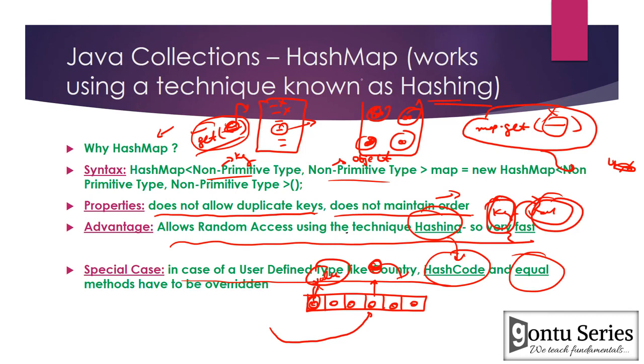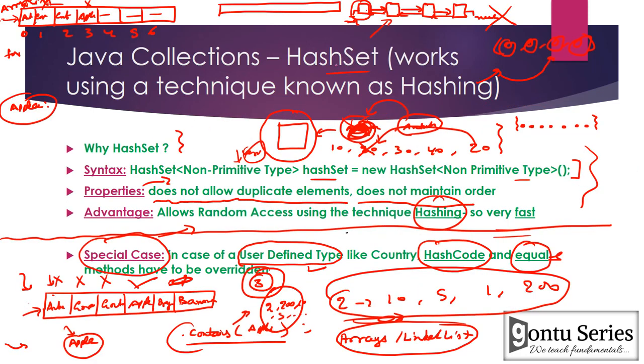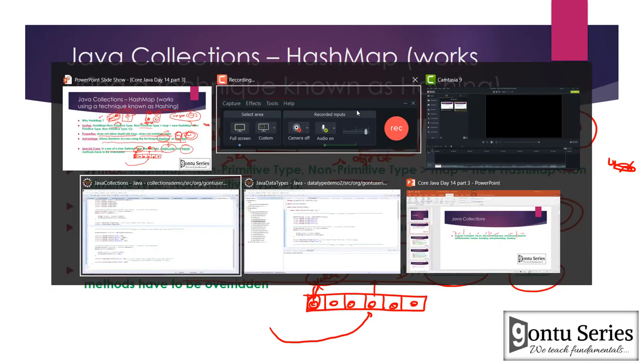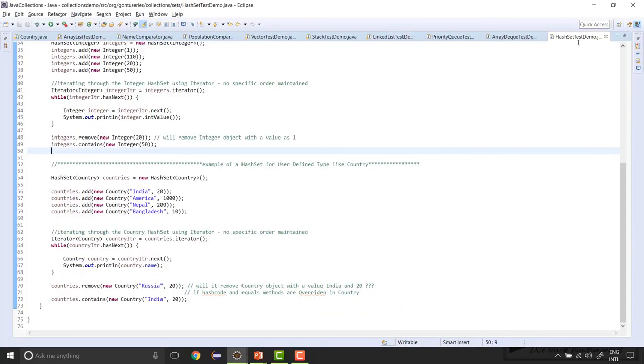Cool. Now whenever I'm showing you HashMap, think of it from the perspective of HashSet itself: everything is going to remain the same, except that with every key we are going to store a value also. That's it, and everything else is going to remain the same.